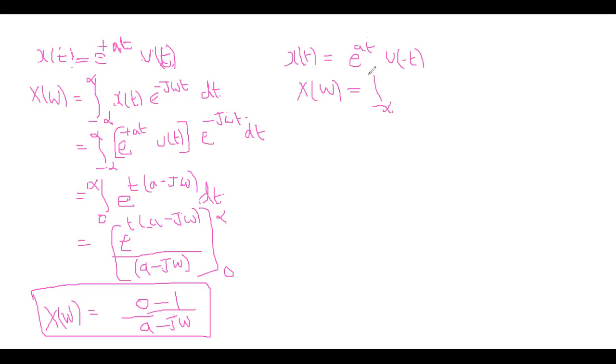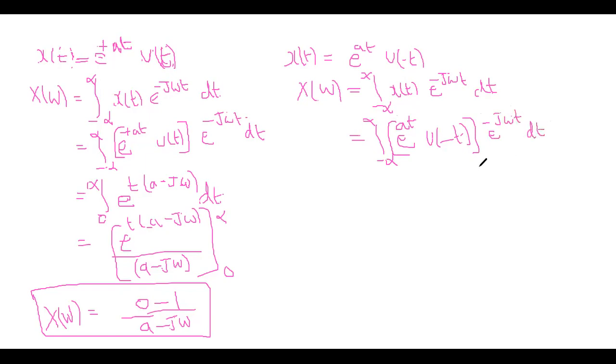So X of omega is equal to integral from minus infinity to infinity of x of t e power minus j omega t dt, which is equal to integral from minus infinity to infinity. What is x of t here? e power at mu of minus t as the x of t signal, e power minus j omega t dt.